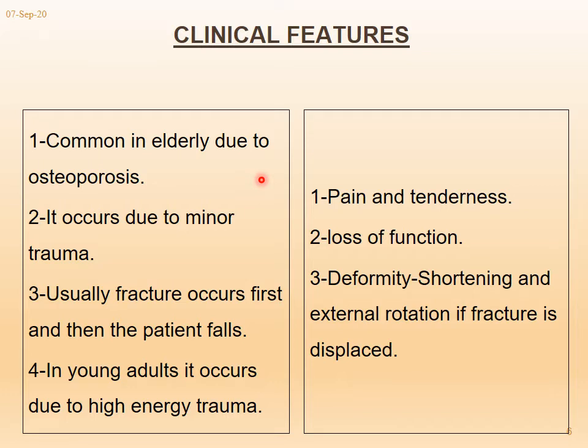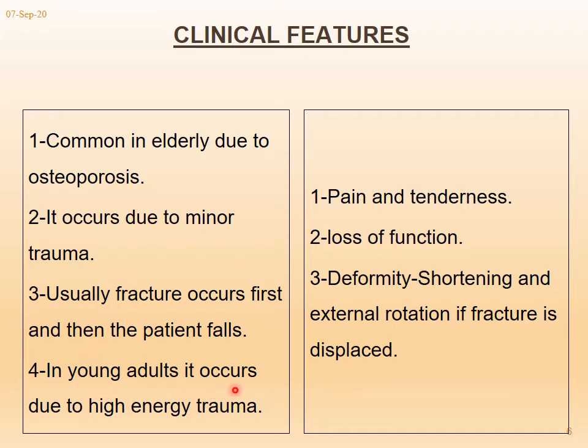Clinically, we are not going into detail. These fractures occur commonly in the elderly due to osteoporosis. Osteoporosis is a process of weakening of the bones, which occurs with the aging process as well, and some hormonal disturbances in females as well. It occurs due to minor trauma in osteoporosis. The bone is weak, and when a patient slips in the bathroom or on the stairs, they can have a fracture neck of femur. Many times it happens that when they slip, they have a fracture and then they fall down.